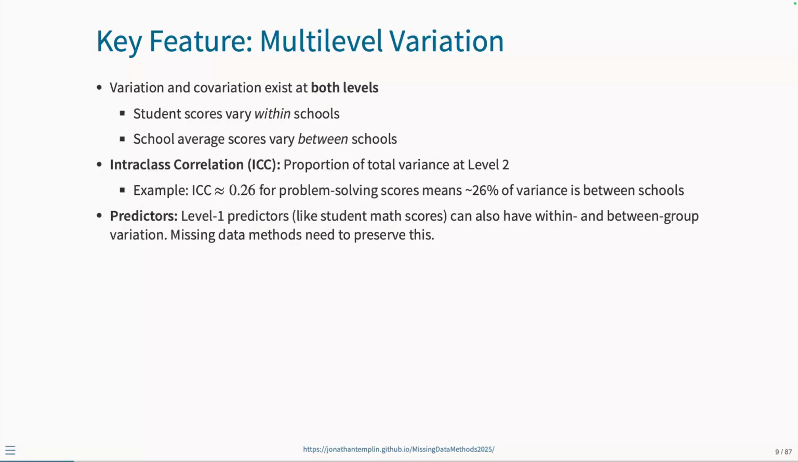All right. So the key feature in multi-level models is that variation and covariation exist at both levels, right? Student scores vary within schools, and school average scores vary between schools, right? So that's the key. We can actually quantify this since everybody nodded that they've been through the multi-level car wash at some point.